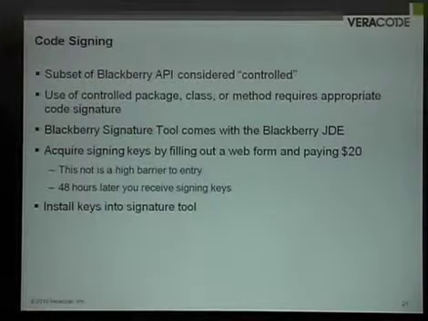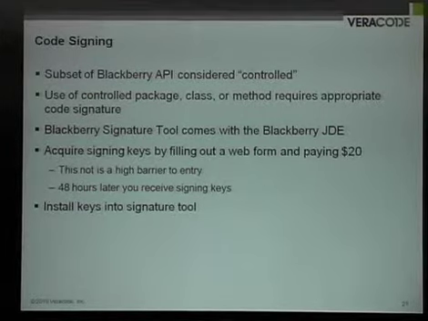So let's talk about some of the individual security mechanisms implemented by RIM for the BlackBerry devices. So code signing. There's a subset of the BlackBerry API that's considered controlled. For some of the code to be executed and for some of these APIs to be called on the handheld, it has to be signed by a RIM signing key. Controlled APIs are split into three categories: runtime APIs, BlackBerry application APIs, and BlackBerry crypto APIs.